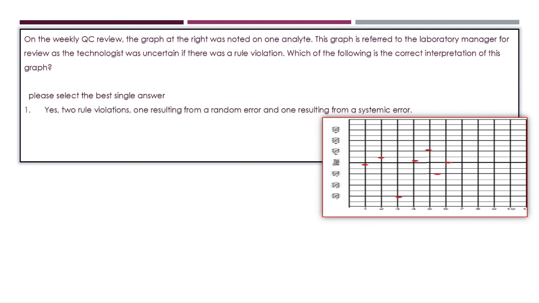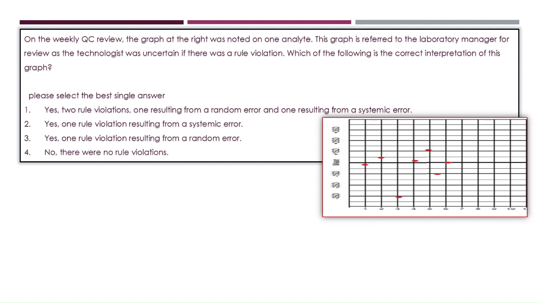1. Yes, 2 rule violations, 1 resulting from a random error and 1 resulting from a systematic error. 2. Yes, 1 rule violation resulting from a systematic error. 3. Yes, 1 rule violation resulting from a random error. 4. No, there were no rule violations.